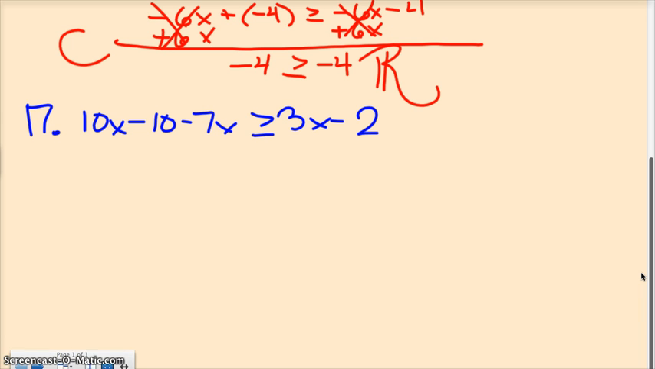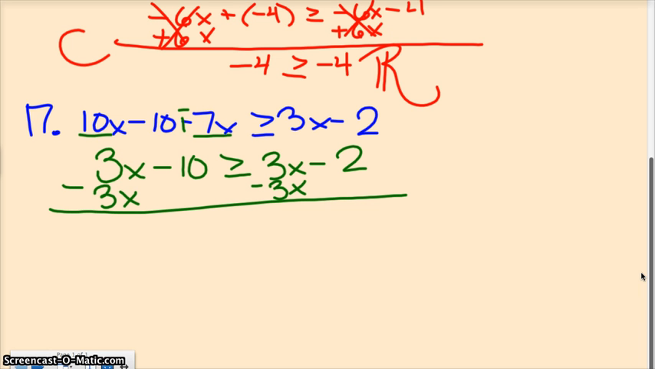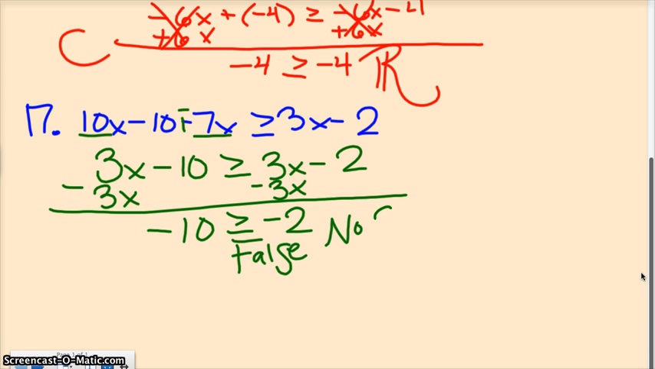Okay, the next one, first step, combine the like terms on the same side. I am not going to do the opposite here because it's on the same side of the inequality. 10x plus a negative 7 would be 3x. Minus 10 is bigger than or equal to 3x minus 2. Get my 3x to one side. I get negative 10 is bigger than or equal to negative 2. That's false. The bigger the negative, the smaller it is. So you would say no solution, which is D. 17 is D.